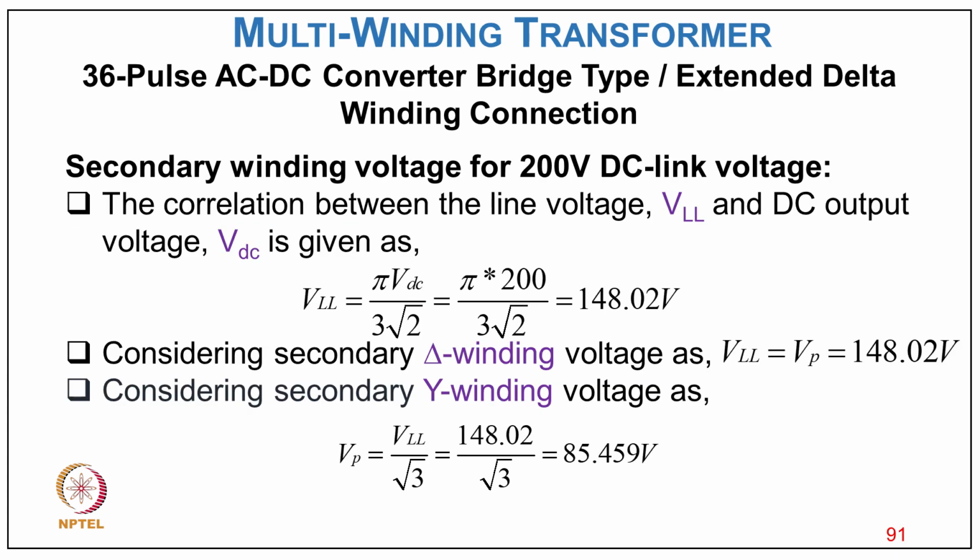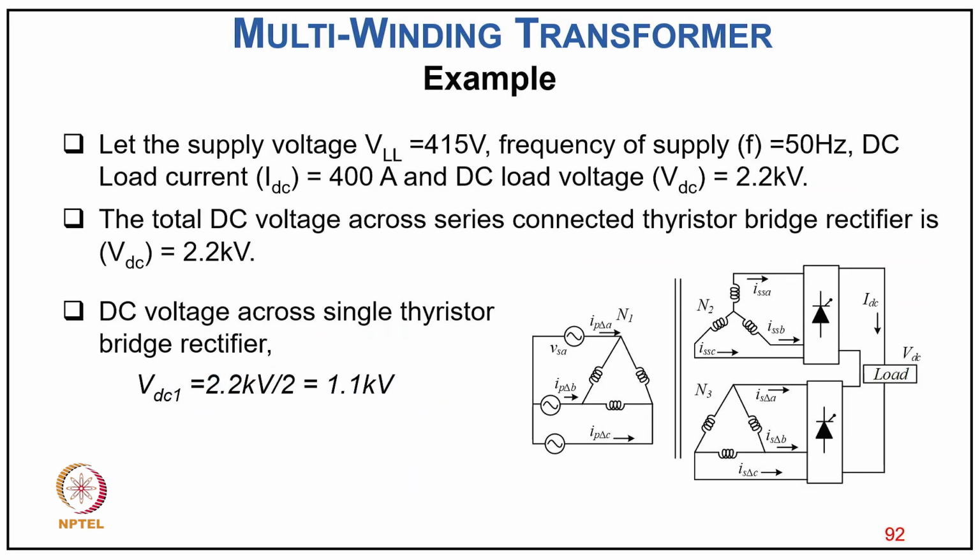Now coming to the secondary winding for the 200 volt DC link, the correlation between the line voltage and DC voltage is VLL equal to pi Vd upon 3 root 2, which comes to 148.0. Considering the second delta winding, VLP equals 148, so VP is VLL upon root 3, which comes to 85.49 volt.